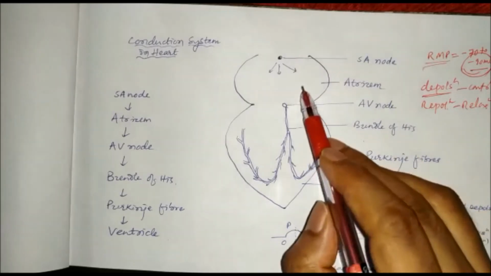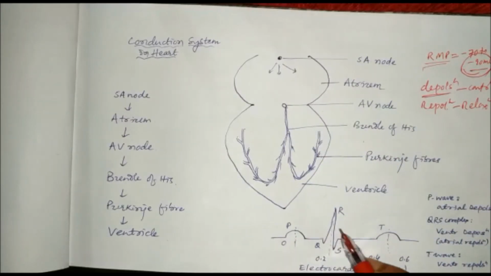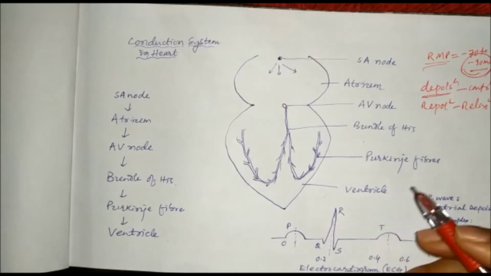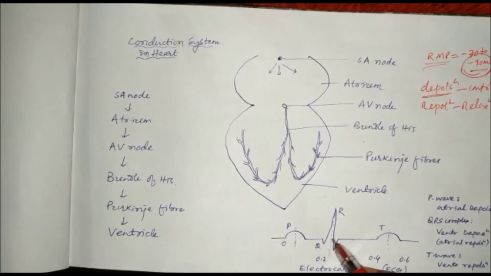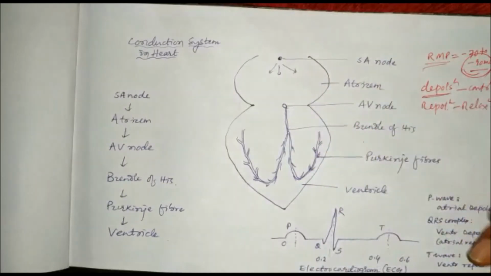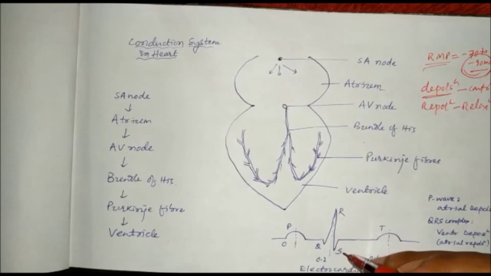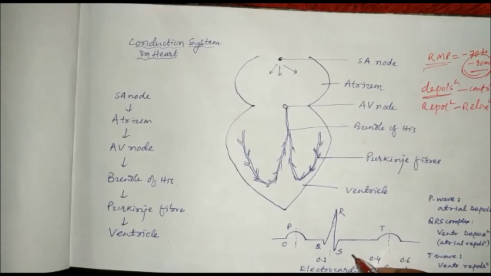So the atrial depolarization or atrial contraction is expressed as the P wave. Ventricular depolarization or ventricular contraction is expressed as the QRS complex, and ventricular repolarization is expressed as the T wave. And why is this QRS complex there? Because within the ventricular depolarization there is hiding of the atrial repolarization. Because of that, this structure looks like this, and it is called the QRS complex.